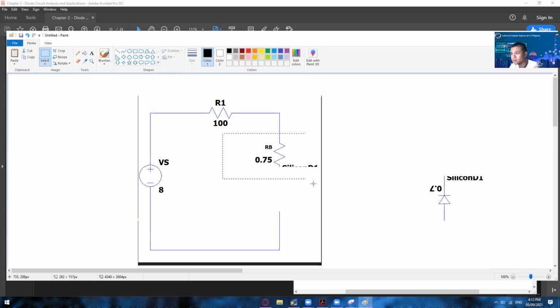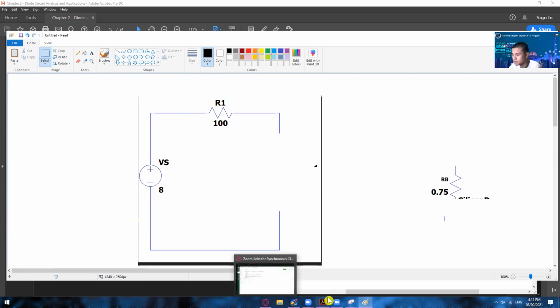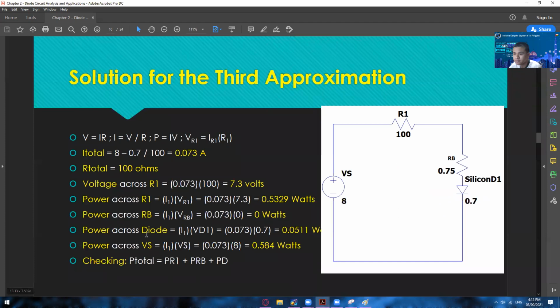Okay, let's remove that one also. So in other words, we don't have a flow of current. Yes, we still have the value of resistance, but we have zero current, zero power across everything. Zero current, still have the value of R total, but zero in everything here. And we also don't have a voltage across R1 since this is an open circuit.